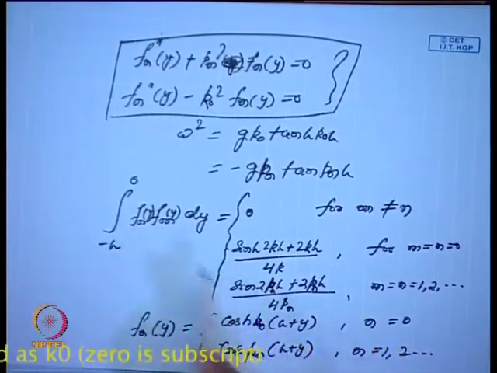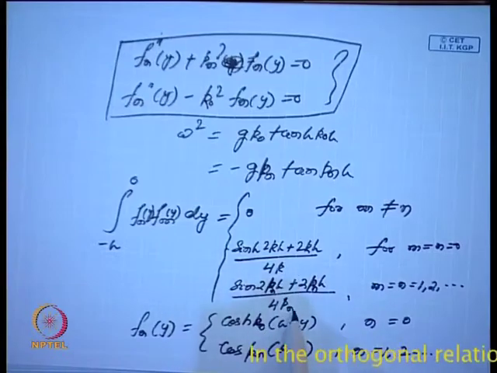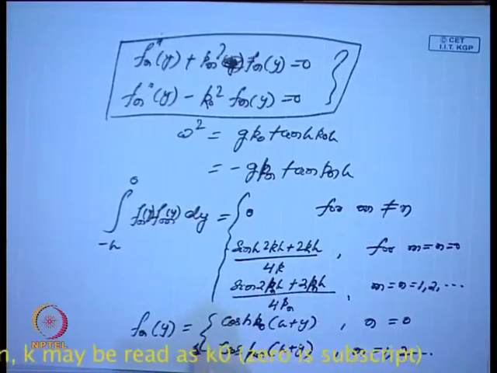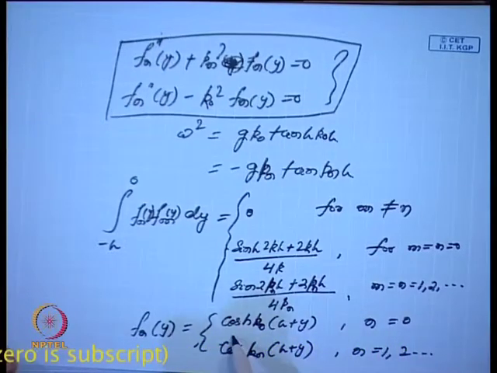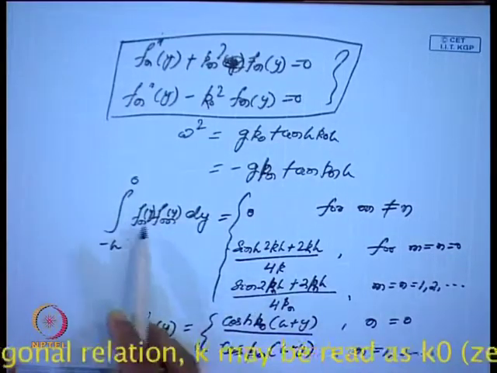If I divide it by cosh k_n h, then another term will appear here, cosh square k_n h, and here cosh square k_n h. Only if I add it here, this is the general thing. If I take f_n(y) to be this, then f_0 f_n will be this.